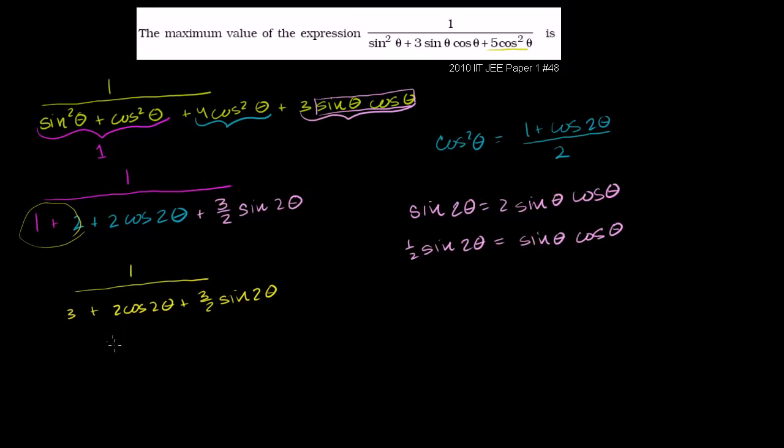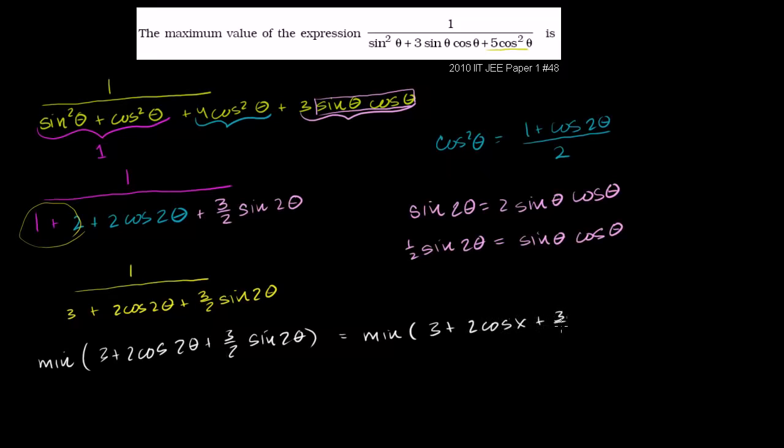So one thing we can do, just to simplify things, the minimum value of 3 plus 2 cosine 2 theta plus 3/2 sine of 2 theta is going to be the same thing as the minimum value of 3 plus... I'm just going to do the substitution that 2 theta is equal to x. That just simplifies things a little bit. You don't have to do that. But so 3 plus 2 cosine of x plus 3/2 sine of x. So this is a pretty simple expression. Let's see how we can figure out its minimum value.